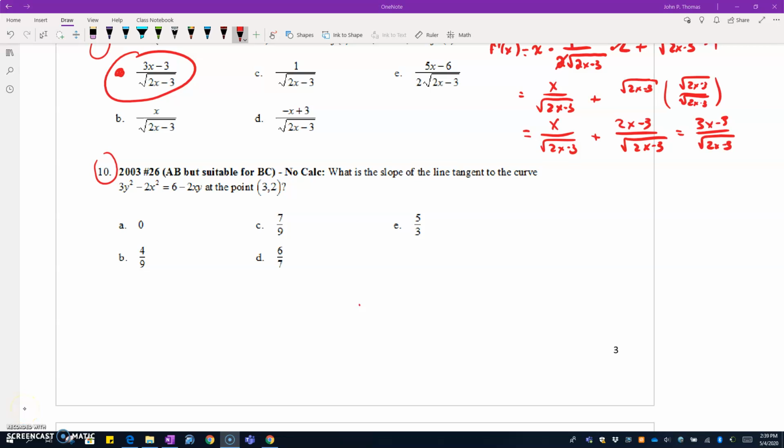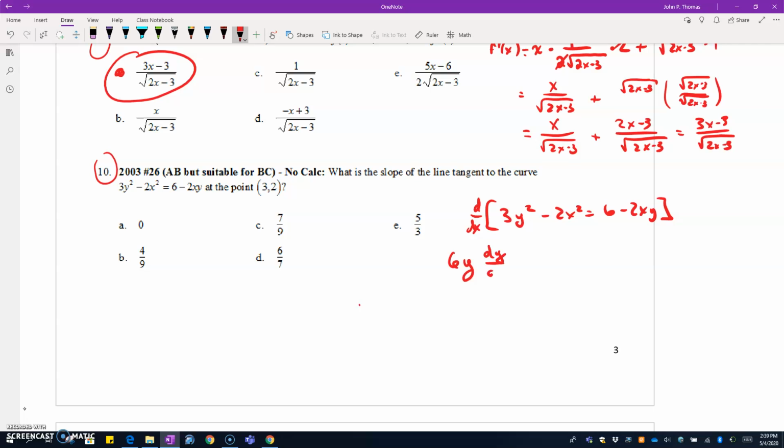Alright, so let's take a look at number 10. Number 10 is an implicit differentiation, so we're going to take the derivative of both sides, where we have 3y squared minus 2x squared equals 6 minus 2xy. Alright, so first thing we're going to do is we've got 3y squared, so that would go to 6 something to the first, so it would be 6y to the first.